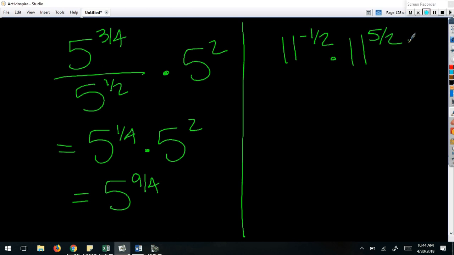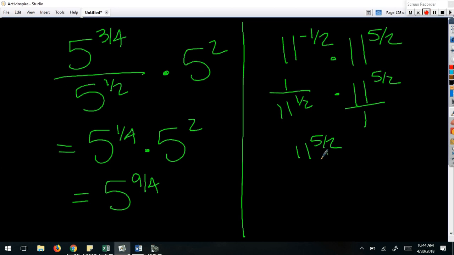What do I do? Give up. Somebody said flip. I could flip. This would be 1 over 11 to the 1/2 times 11 to the 5/2. When you multiply, you got top times top and bottom times bottom. Not necessarily. I'll show you what I would have done if I was working this problem. Now subtract. You're right. So I'd get 11 to the 5 minus 4. 5 minus 1 is 4.